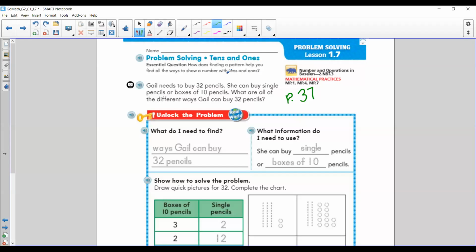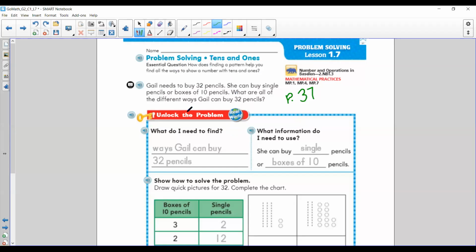So let's look at our problem here. Gail needs to buy 32 pencils. She can buy single pencils or boxes of 10 pencils. What are all of the different ways Gail can buy 32 pencils?